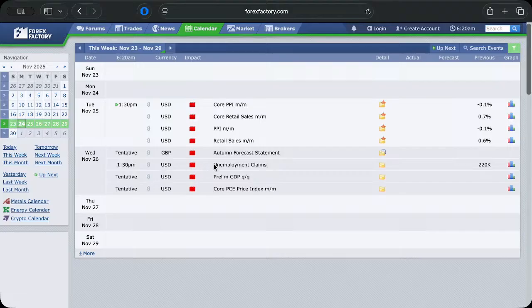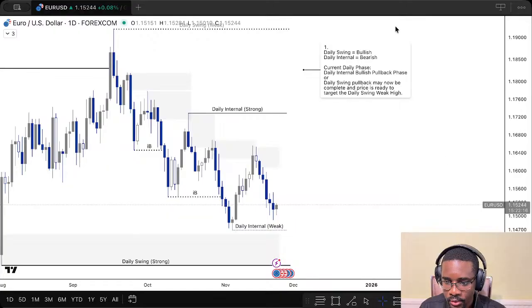unemployment claims and preliminary GDP, which is tentative, so we may not get this news report. But Thursday, Friday, there's no news, so that means Tuesday will kind of set the tone for the rest of the week. So let's look at the charts and see what we can see.